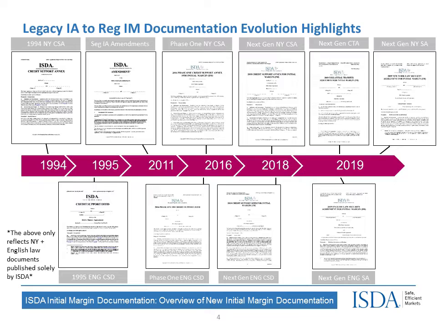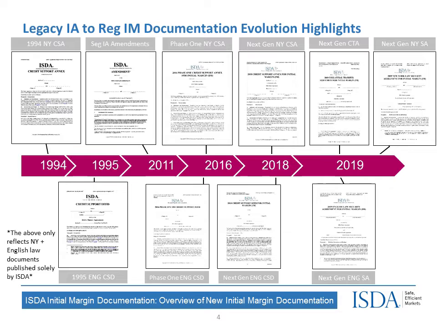And these were both documents based on a security interest approach, but they by themselves didn't contemplate posting to a third-party custodian in a segregated account, which, as we'll see, is of critical importance for Reg IM terms. Then in 2011, ISDA published Seg IA amendments that could allow those earlier documents to be used with a segregated account at a third-party custodian.